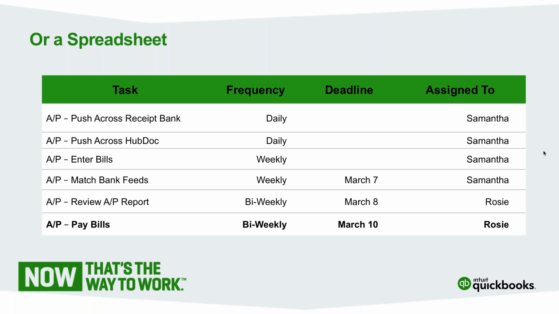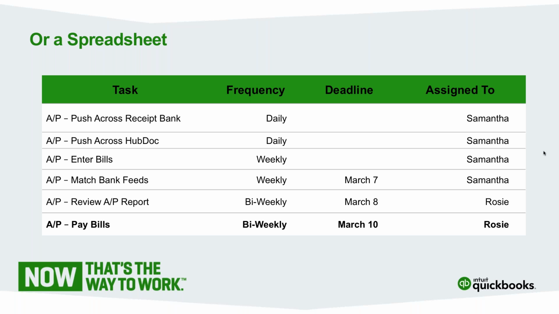What you're then going to have to do, though, is duplicate it every time you want to use it. So if it's a daily task of push across receipt bank, you're going to have to set this up for every day so that you can tick it off. Because the important thing is you want to have a place where you can indicate that it's done. Again, that's going to help you keep track of it. You've walked away from this client, you've come back, where is it that I need to start?